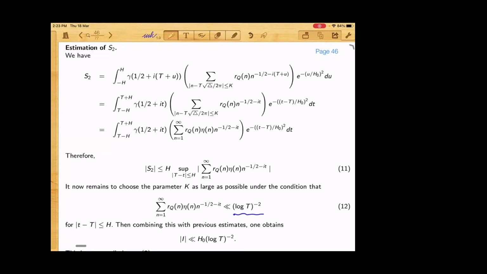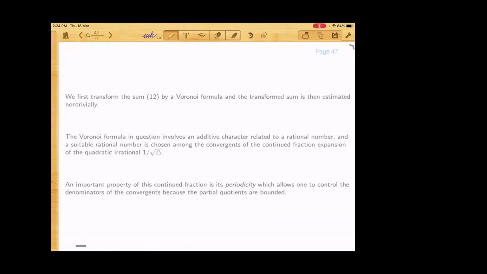Then combining with the previous estimates, finally one can obtain the upper bound H less than H naught times log T to the power minus 2. And remember, by using Ramachandra's theorem, we have a lower bound bigger than H naught. So that leads to a contradiction. That is the basic idea of the proof.